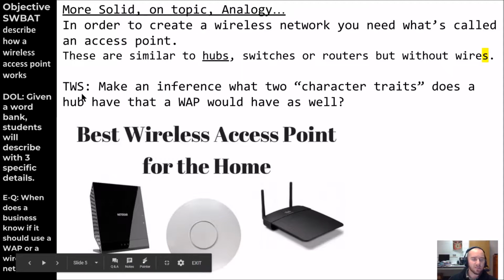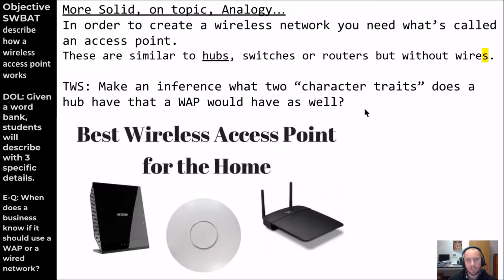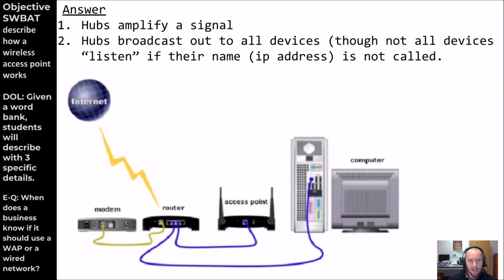Your Think, Write, Share on this page is to make an inference. What two character traits, okay? I'm going to say there are two very specific traits that hubs have that wireless access points have as well. So take a quick guess. Pause here if you don't want me to ruin the surprise. And now I'm ruining it.